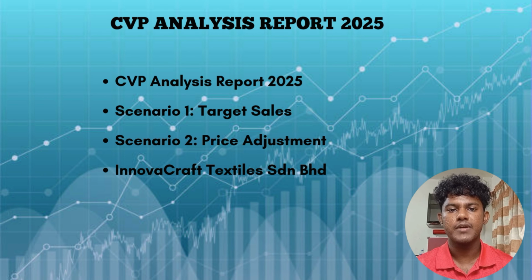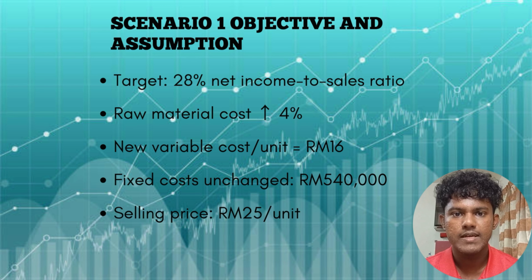Hello and welcome. My name is Praveen Paul, and this presentation focuses on two scenarios under our CVP analysis for Innocraft Textiles Sdn Bhd, target sales analysis and the price adjustment strategy for 2025. In scenario 1, the company wants to achieve a 28% net income to sales ratio. We assume a 4% increase in raw material costs, increasing the total variable cost per unit to RM16. Fixed costs remain unchanged, and the selling price stays at RM25 per unit.